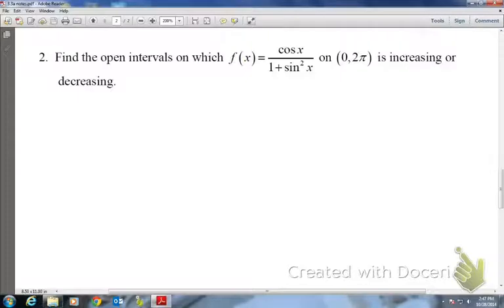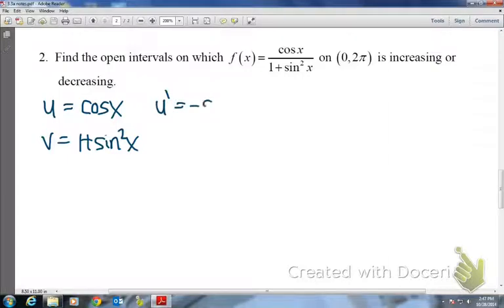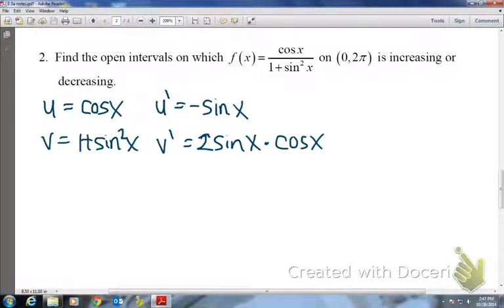So let's see, quotient rule. I'm just going to go back to old school quotient rule stuff. So u is cosine of x, and v is 1 plus sine squared of x. Therefore u prime equals negative sine of x, and v prime equals, the derivative of 1 is 0. The derivative of sine squared of x is 2 sine of x, that's the derivative of the outside, times the derivative of the inside, so that would be cosine of x, because the derivative of sine is cosine.